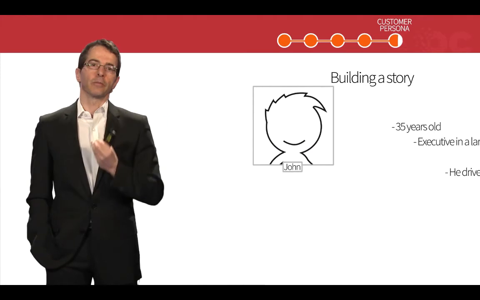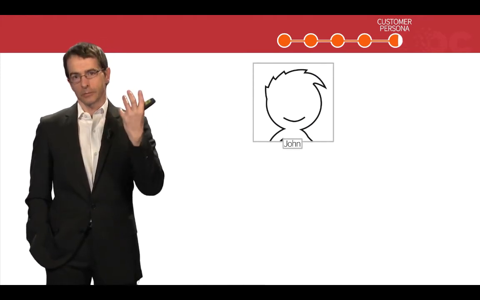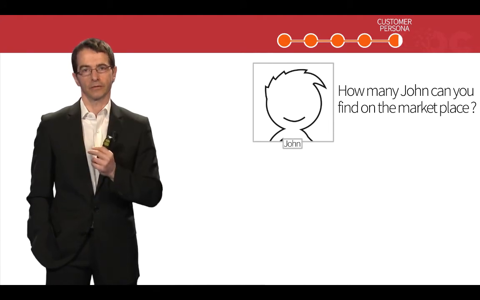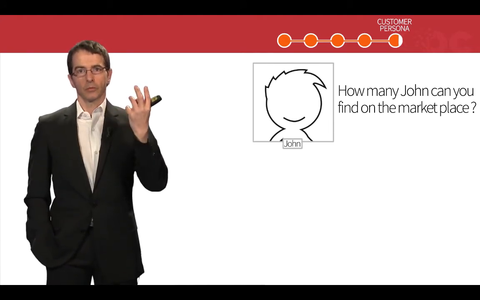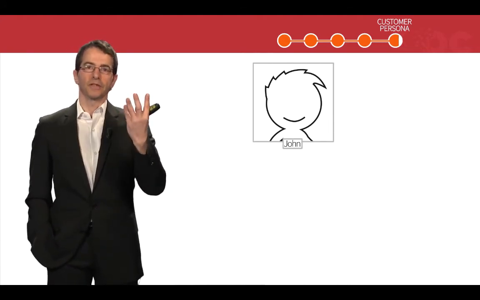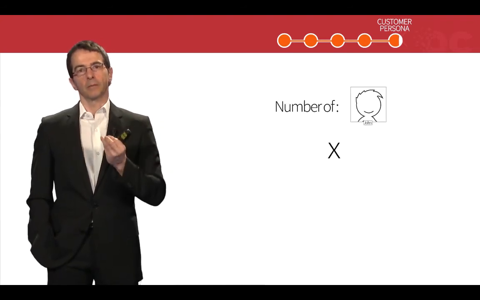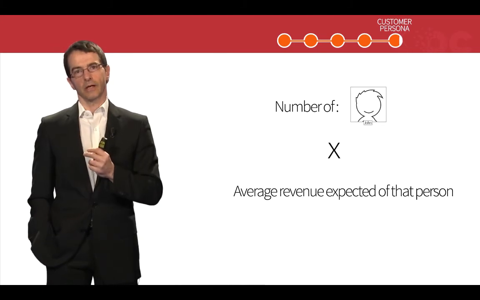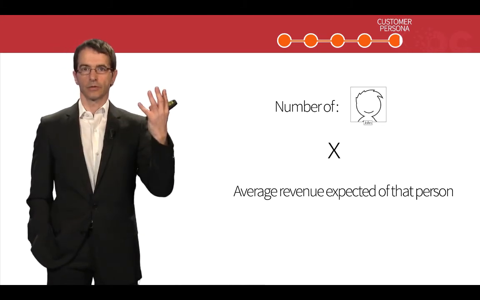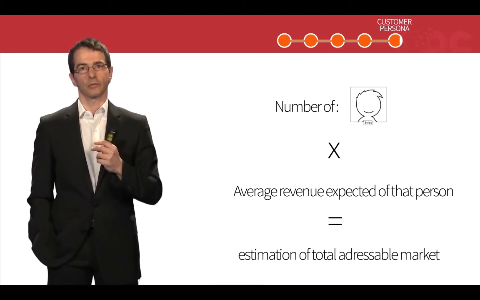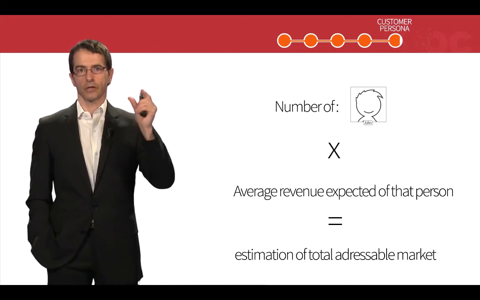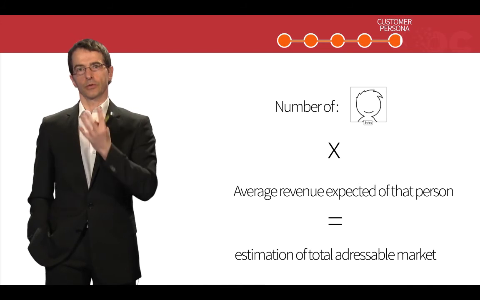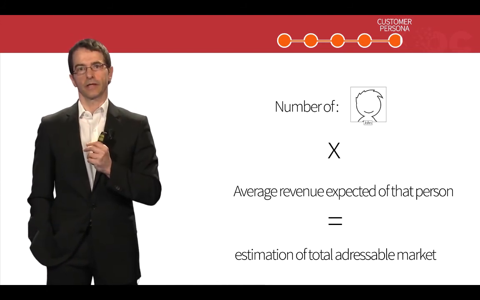Then the only remaining question is, how many Johns, how many people like John can you find on the marketplace that will represent that use case? That will help you to scale the opportunity, which if you multiply by the average revenue you may believe you may generate out of that person, that John, will lead you to an estimate of the total addressable market. The number of Johns in that use case times the average revenue per John will lead you to the total addressable market for that use case.